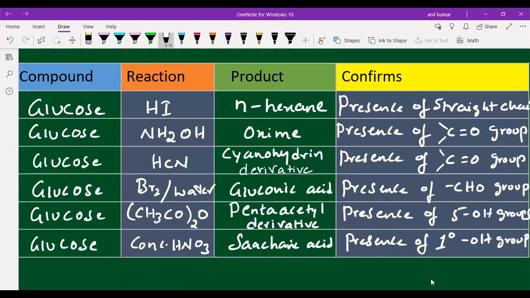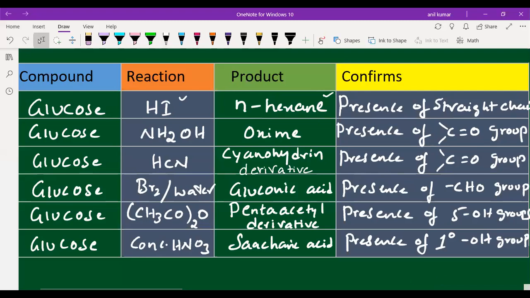When glucose is reacting with hydrogen iodide, what are we going to get? We are going to get a compound called n-hexane. So what does it confirm? It confirms the presence of a straight chain in glucose, because n-hexane has 6 carbons arranged in a linear fashion, and thereby all 6 carbons of glucose form a straight chain.